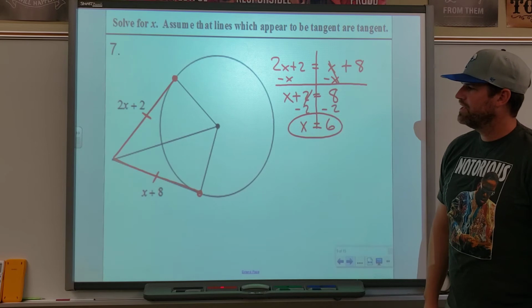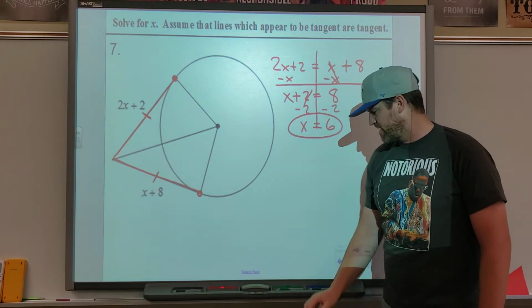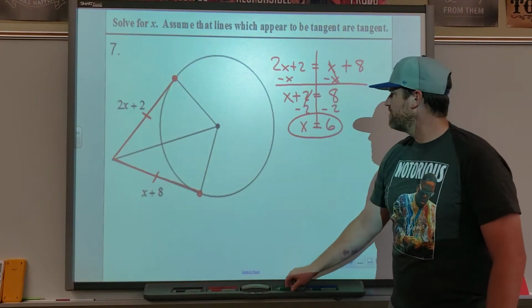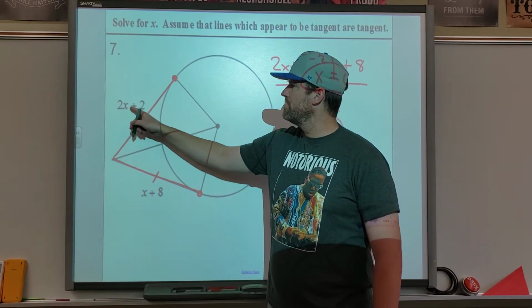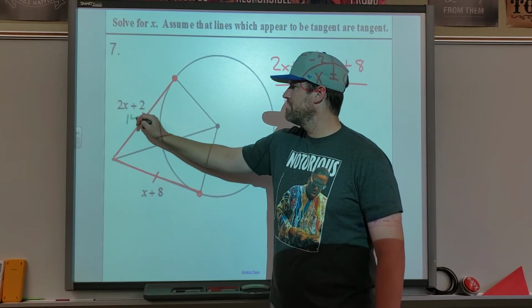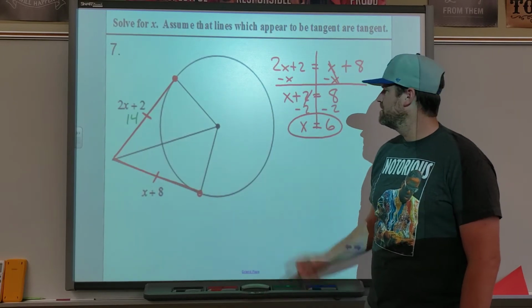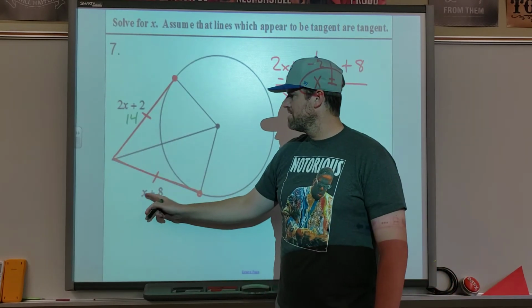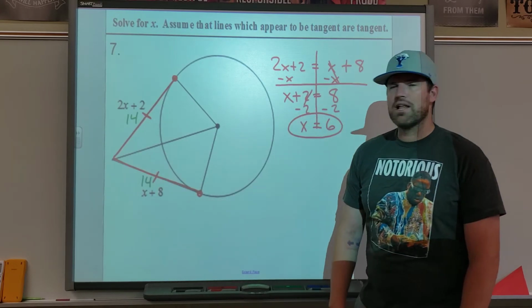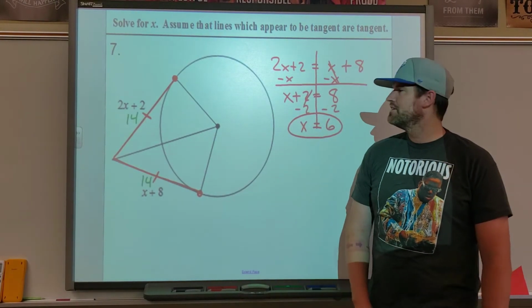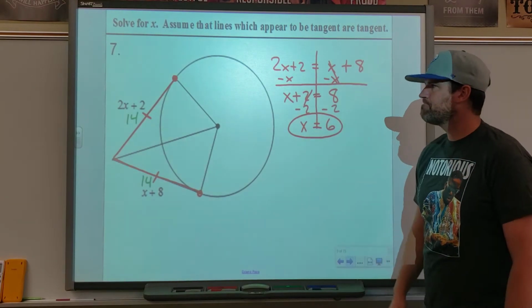All right. Again, if we wanted to check our answer, we could plug in 6. If I take the 6 and plug it in, 2 times 6 is 12. 12 plus 2 is 14. So that has a length of 14. And if I plug the 6 in here, 6 plus 8 is also 14. So voila, they do equal each other. X equals 6.